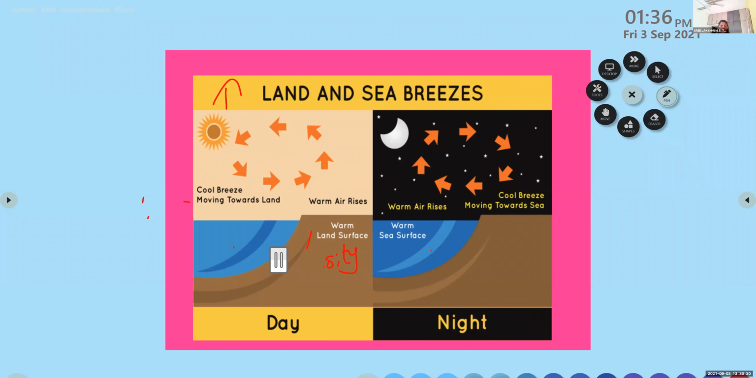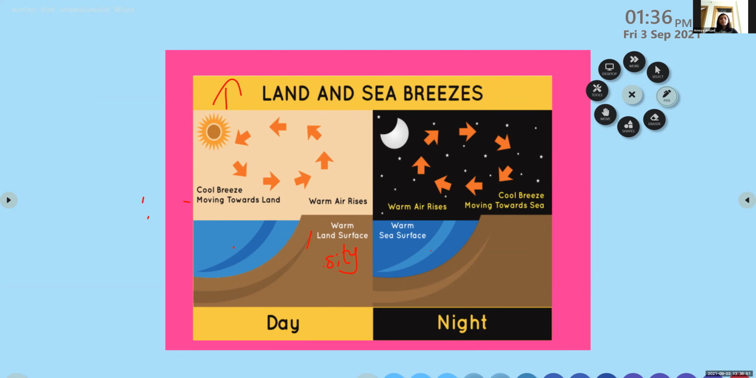Yes, ma'am. The air from the land gets hot because of the sun, and the warm air moves upward. Then cool breeze from the sea moves towards land. Okay. Ameya, did you understand? Yes, ma'am.